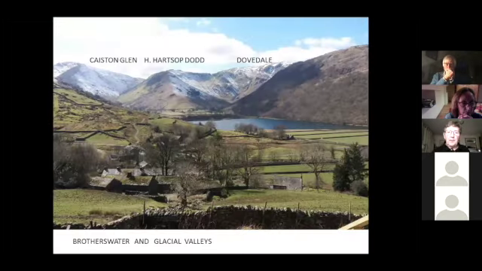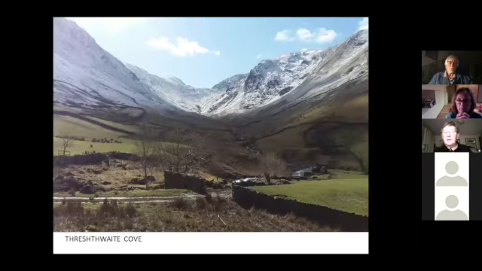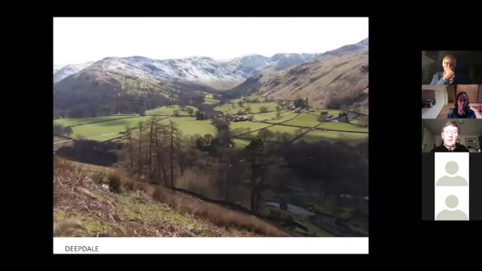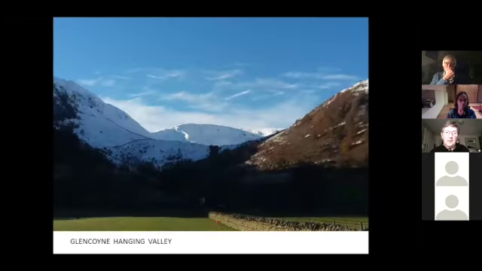Brothers Water in the center there. So any place where the original valley has been over-deepened by glacial down-cutting, scouring downwards, is going to form a place where water will collect, a lake or a smaller tarn or whatever. So again, looking into these U-shaped valleys, this is Hayeswater. Looking into Deepdale.